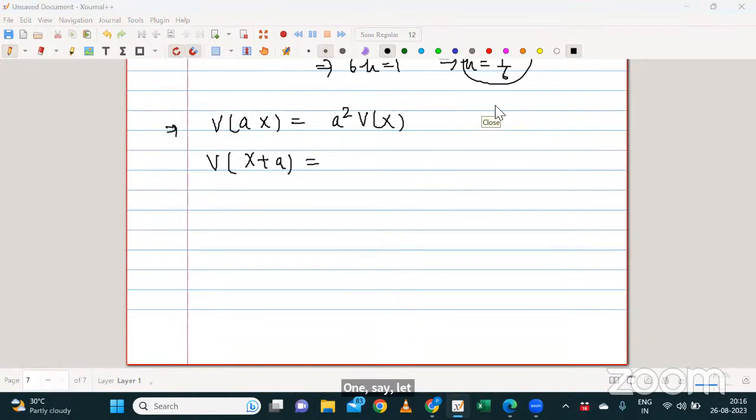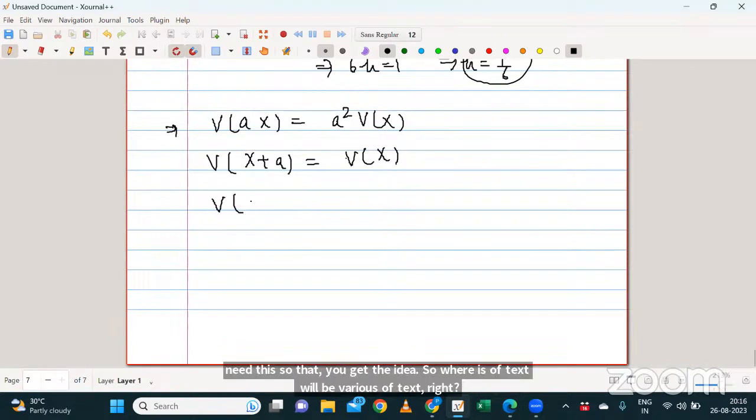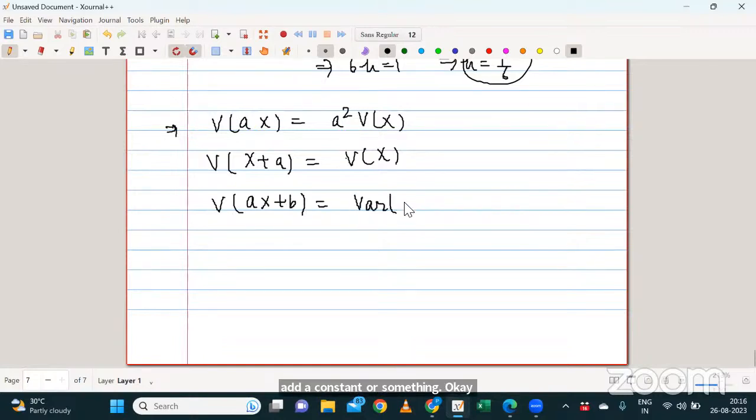Rest of the people, let's discuss it so that he will get the idea. So variance of x plus a constant will be variance of x, right? There will not be any change from adding a constant. Now tell me, what about variance of ax plus b? It should be a squared variance of x. So far, so good.